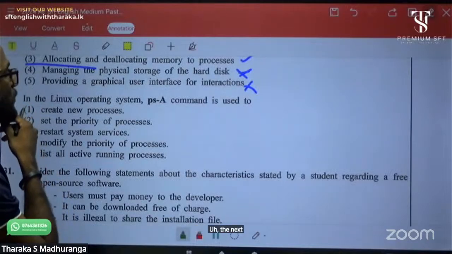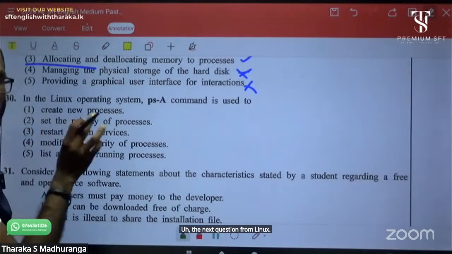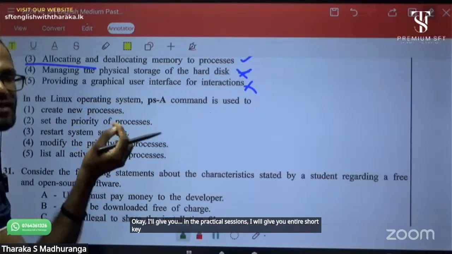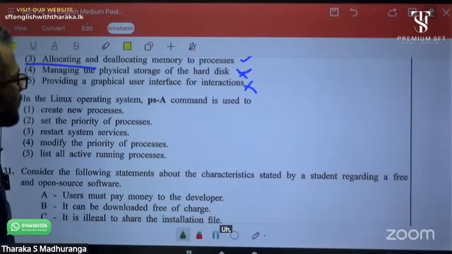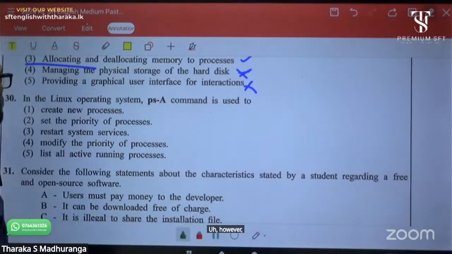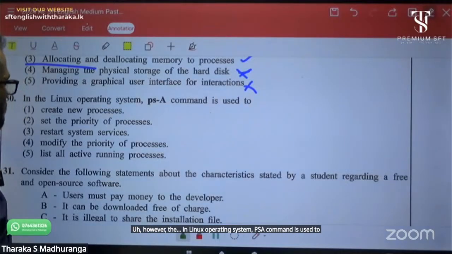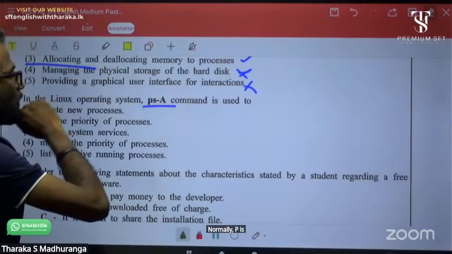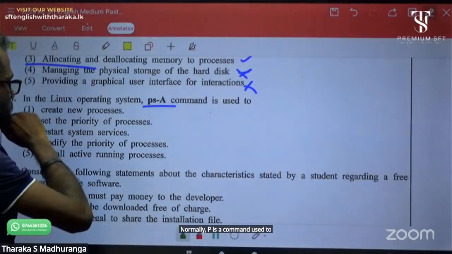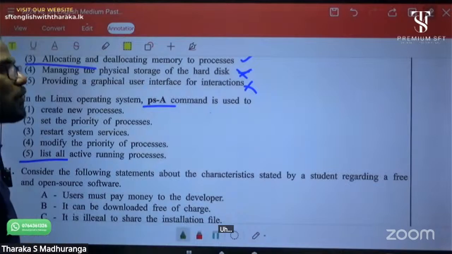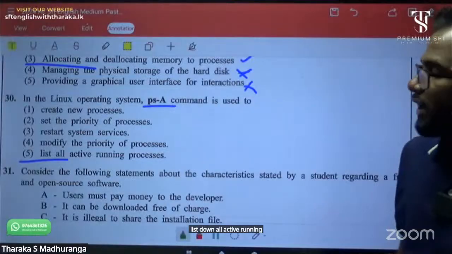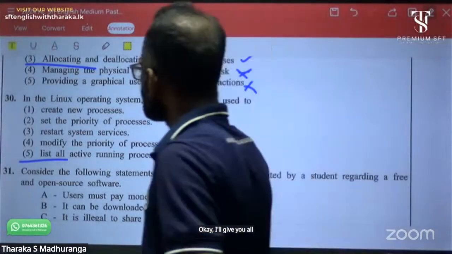The next question is from Linux. In the practical sessions, I will give you all the short key parts in Linux, Excel, PowerPoint, everywhere. However, in the Linux operating system, the ps command is used to list down all active running processes. I'll give you all the command lists.